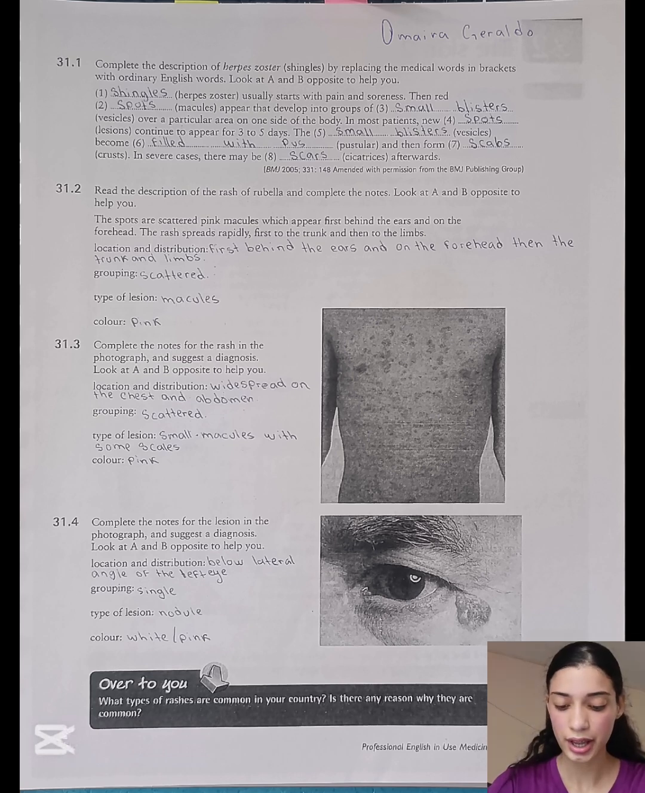31.3. Complete the notes for the rash in the photograph and suggest a diagnosis. Look at A and B opposite to help you. Location and distribution. Widespread on the chest and abdomen. Type of lesion. Small macules with some scales. Color, pink.